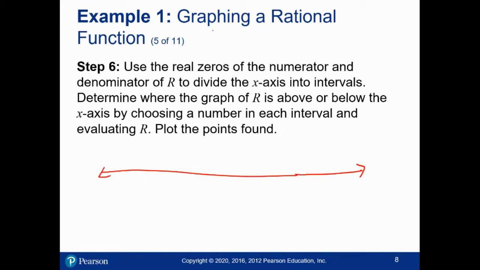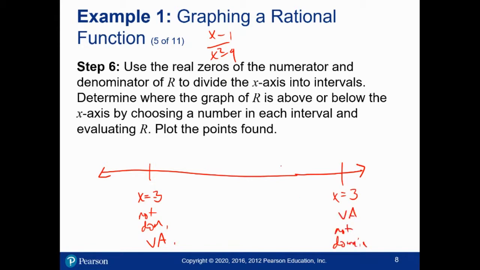Okay, and again, here's our function. It's x minus 1 over x squared minus 9. I know that at x equals minus 3, this is not in the domain. This is a vertical asymptote. x equals 3 and minus 3. This is also a vertical asymptote. It's not in the domain. And x equals 1 is a root.